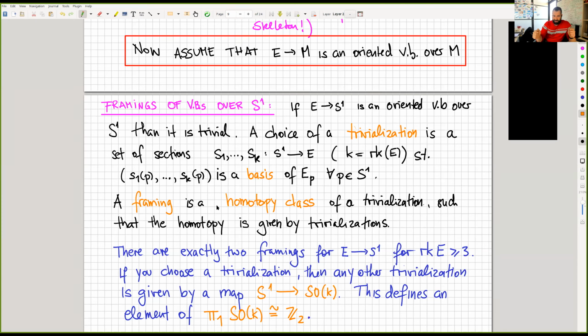How do I say that two trivializations are homotopic to each other? Well, if I have two trivializations and I take a homotopy between them, I demand that this homotopy should in each time step be a trivialization again. So the homotopy is given by trivializations, right? In every step, they should pass through a trivialization. And if I end up with the given ones in the beginning and the end, then I say they are homotopic, and then I say that they correspond to the same framing, right? The framing is always a homotopy class of trivializations.